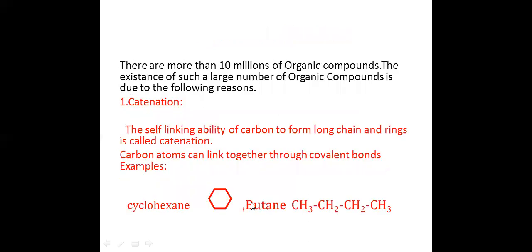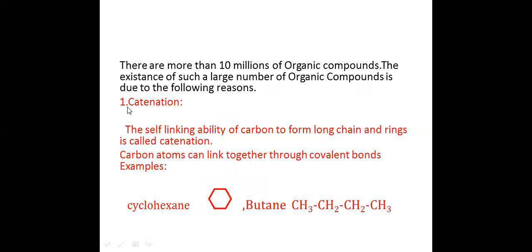There are more than 10 million organic compounds. Why do we have so many organic compounds in our nature or in our surroundings? There are some reasons behind their diversity and large number. The existence of such a large number of organic compounds is due to the following reasons.